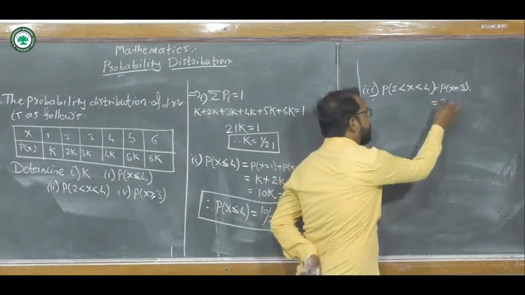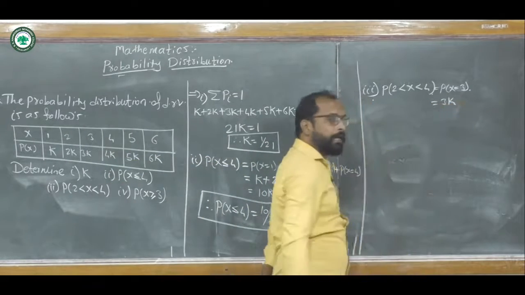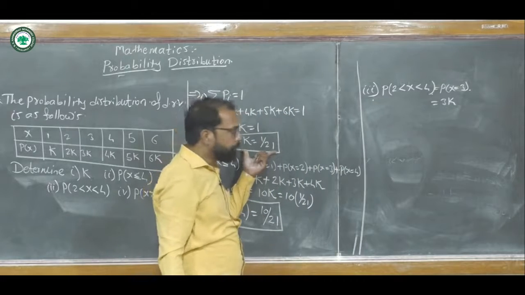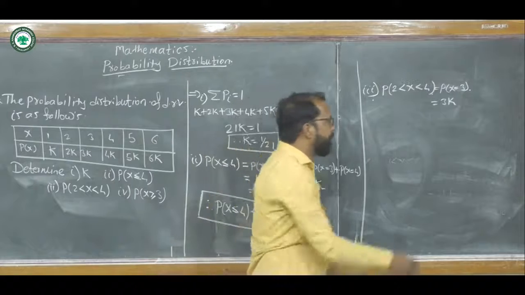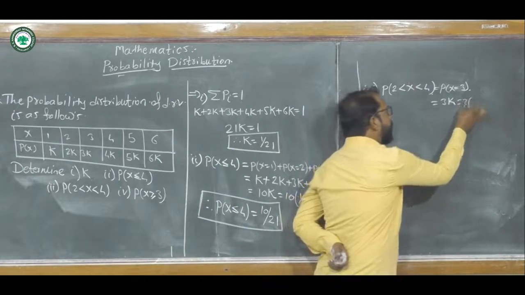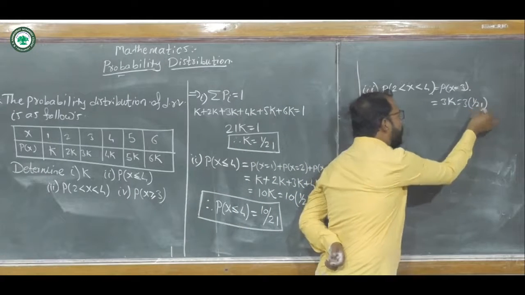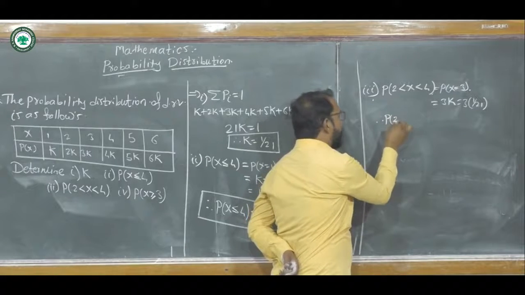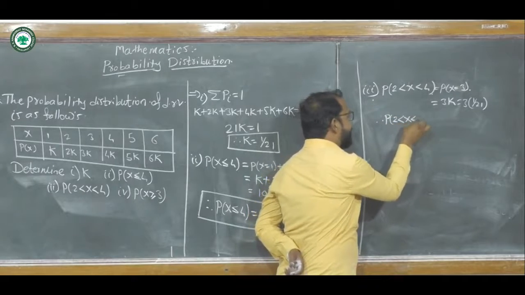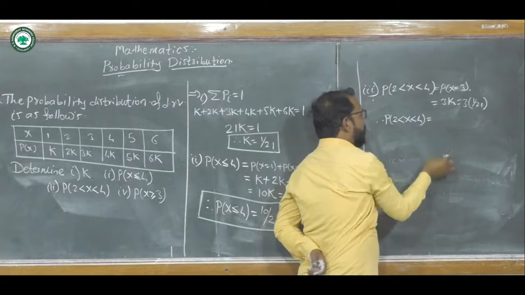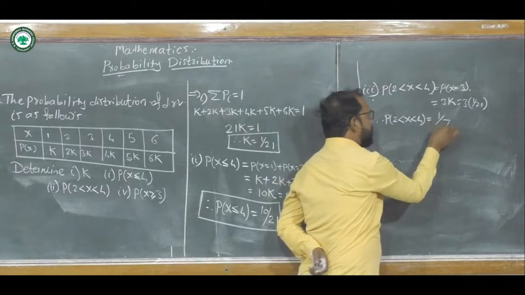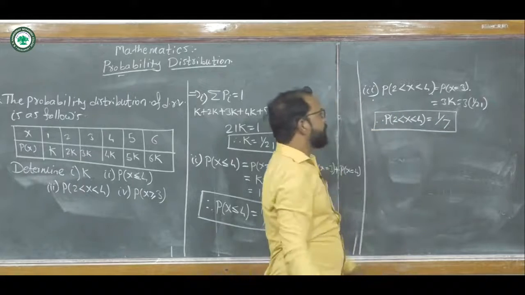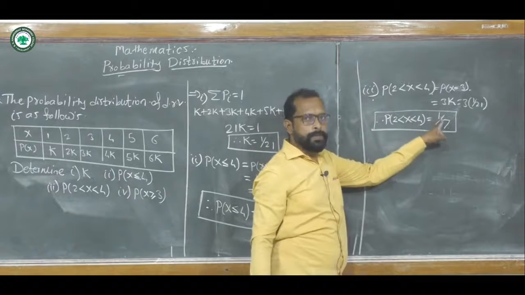So it becomes 3k. Again, putting the value of k as 1 upon 21, it becomes 3 into 1 upon 21. And so finally we get the probability that 2 is less than x is less than 4 equals 1 upon 7. Dividing by 3, it gives 1 upon 7.